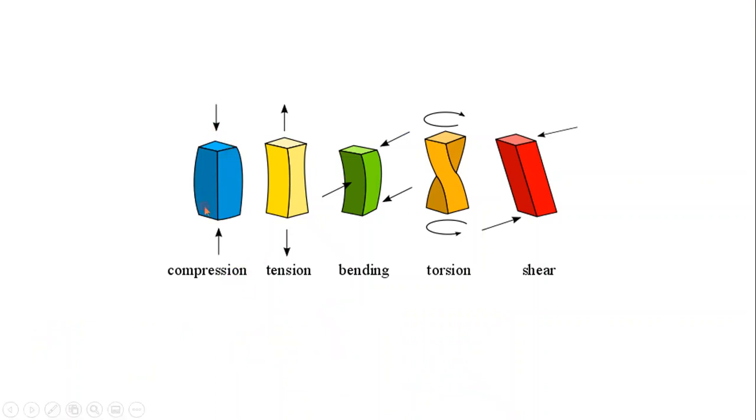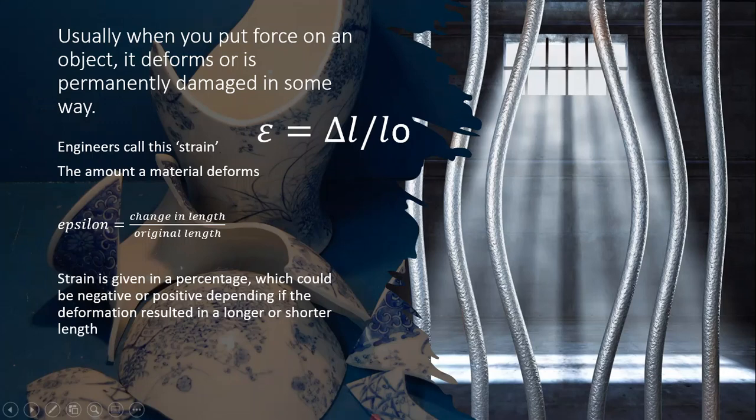So here's what compression looks like, tension, pulling it apart. Bending is actually a type of complex stress-strain state. We'll get into that in another video. Torsion is a type of pure shear, so we'll get into that in another video. And then we just have shear, as mentioned before. As you can see, it is just parallel to the ground there.